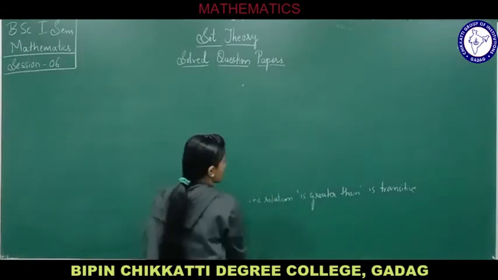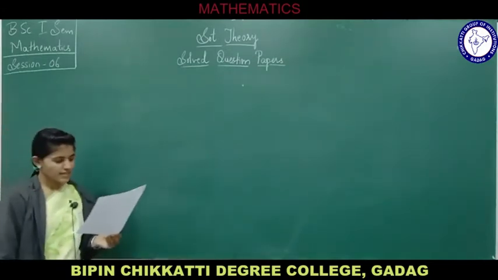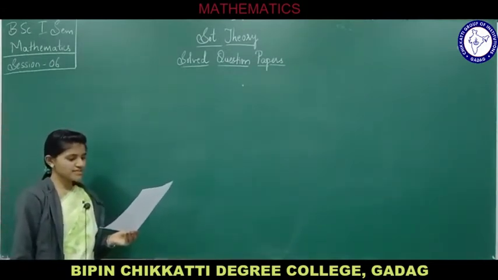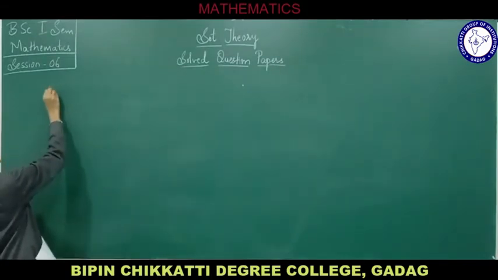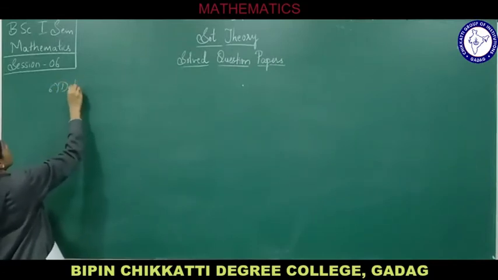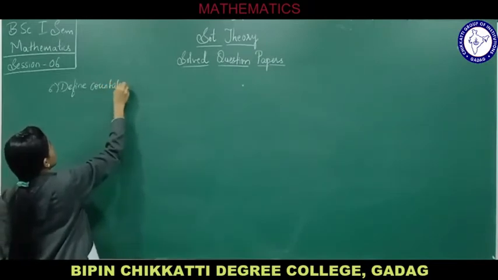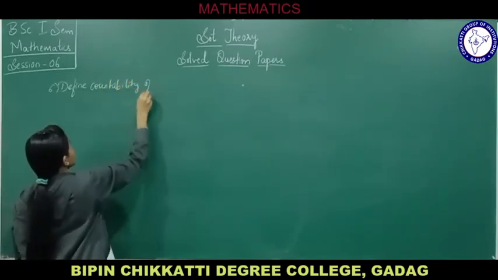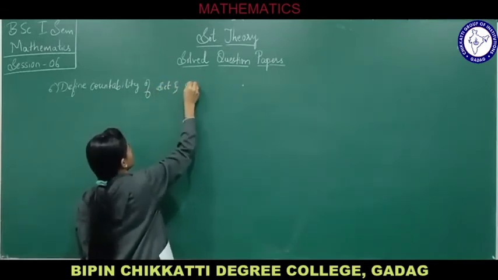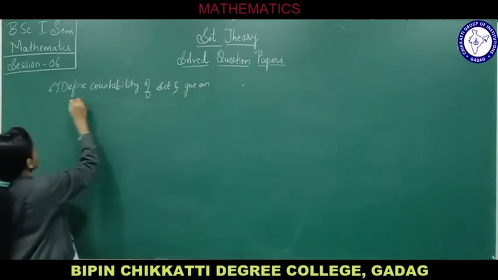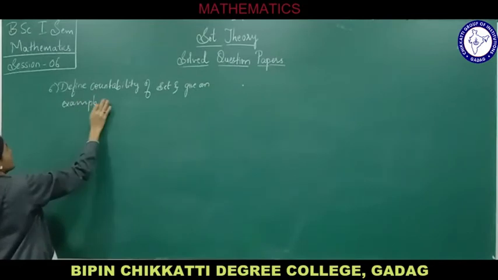So what is the next problem given? Define countability of a set and give an example.